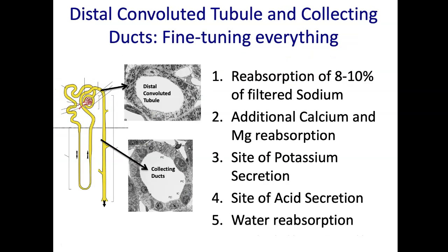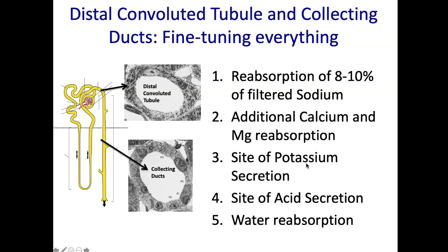Okay, so moving right along, now we're going to finish up at the final segment. So we have two more segments of the nephron. There's the distal convoluted tubule, okay, right after the macula densa, you can see right here. So the distal convoluted tubule and then the collecting ducts. Here are the big points for these two segments. Number one, the reabsorption of like 8 to 10% of filtered sodium occurs in these two segments, okay. There is additional calcium and magnesium reabsorption, okay. The collecting ducts is the site of potassium secretion, okay?